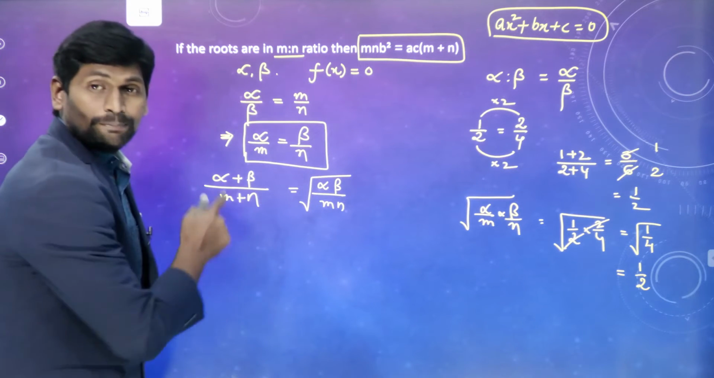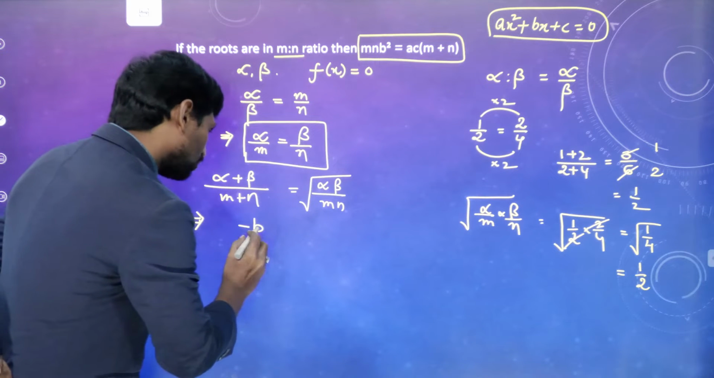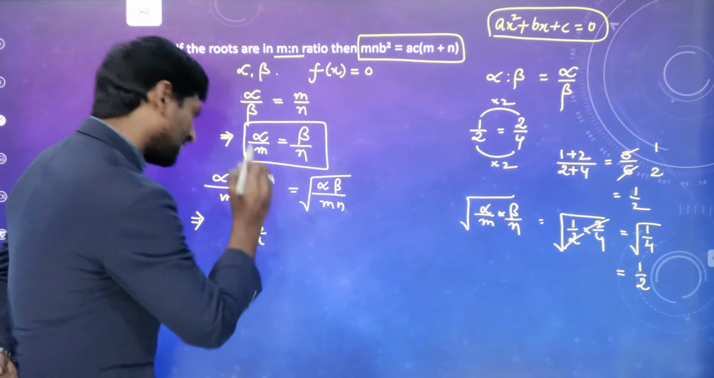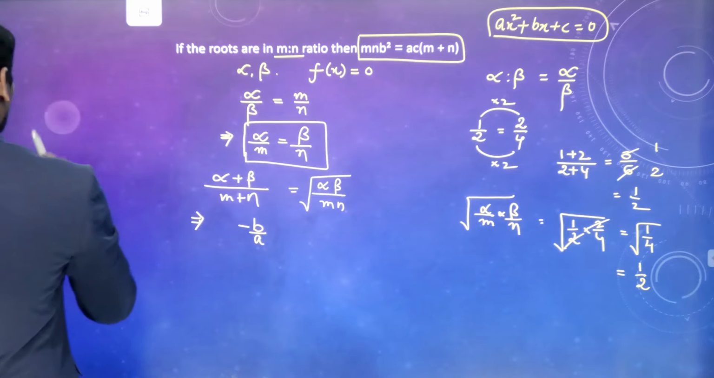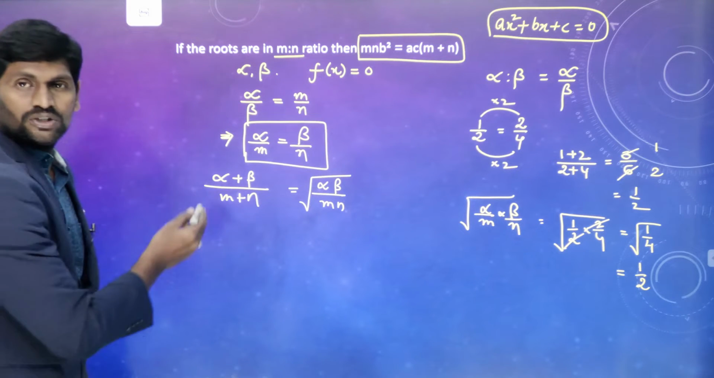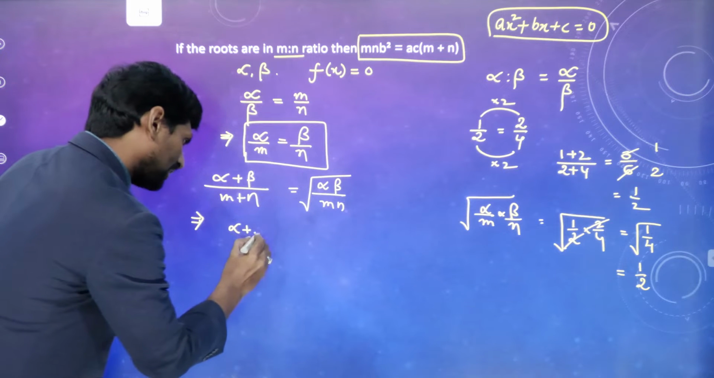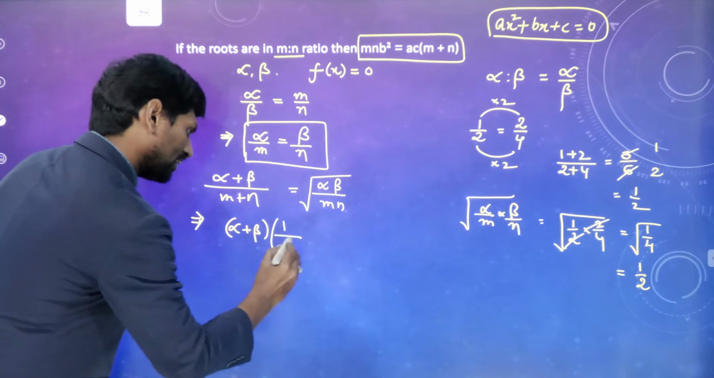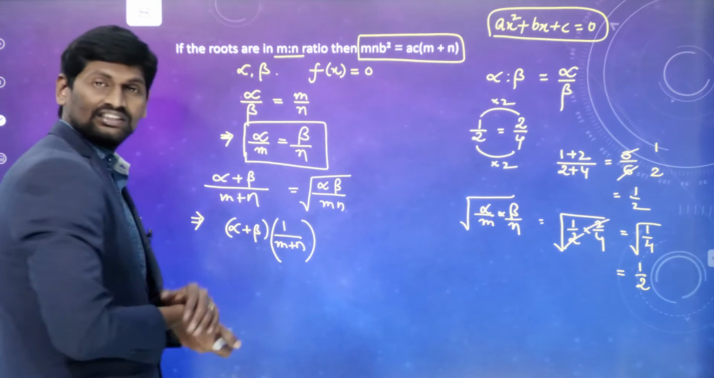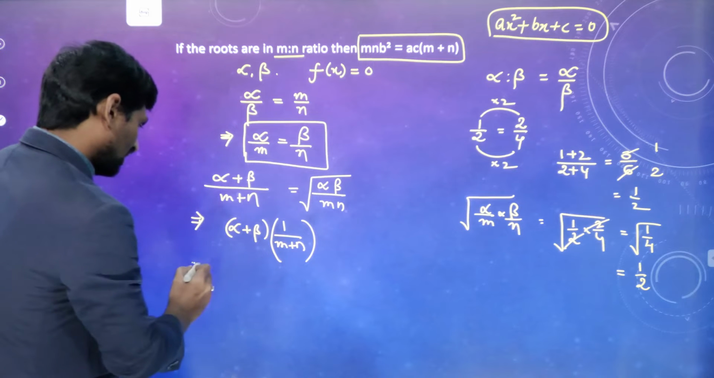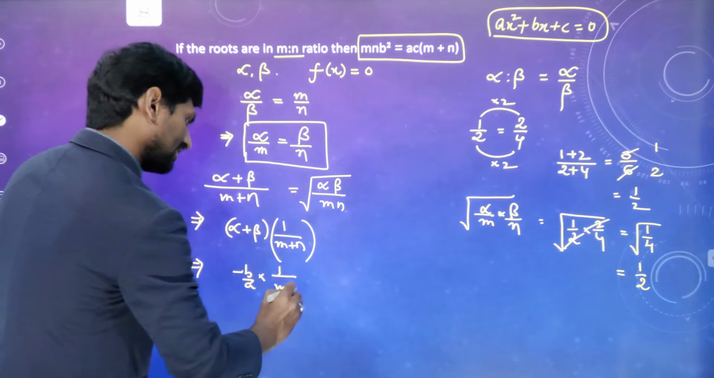That implies, in the place of alpha plus beta, I am going to write minus b by a into... So before that, let me write in a simple form to understand easily. I am writing this one as alpha plus beta into 1 by m plus n. We can write it like this also. Numerator and denominator I can separate like this. That implies alpha plus beta value, minus b by a, into 1 by m plus n.